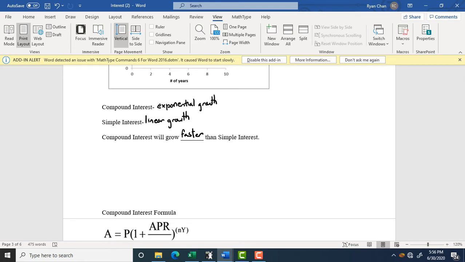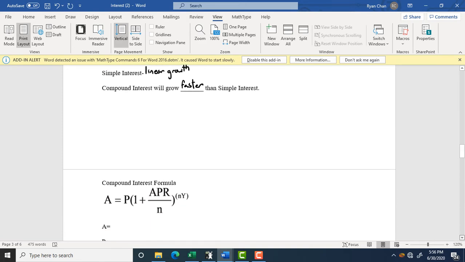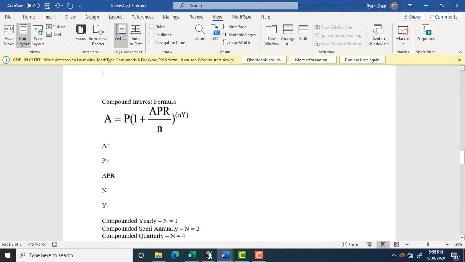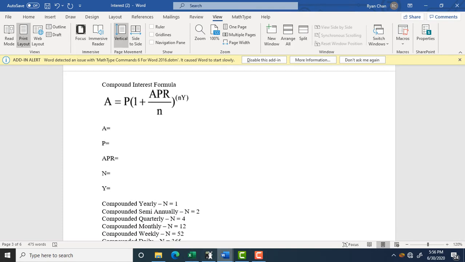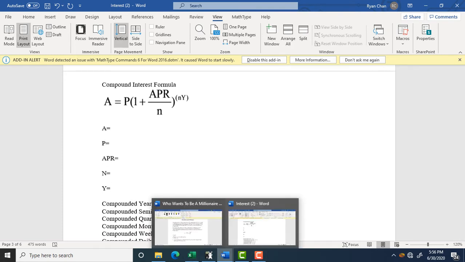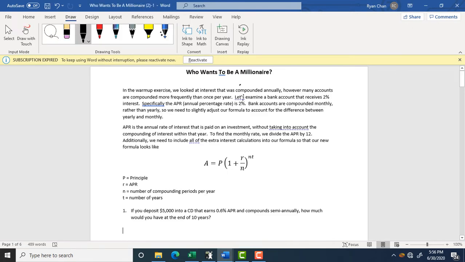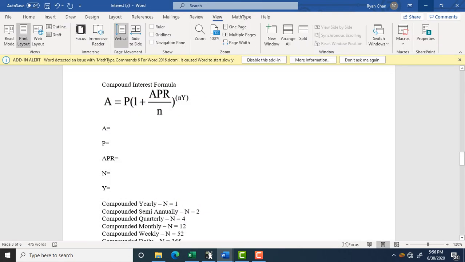So this is your example right here. I'm going to show you how to do a compound interest formula. Okay. Now in your assignment in class, it is slightly different. Okay. We use APR and R interchangeably. Okay, so you may see this.